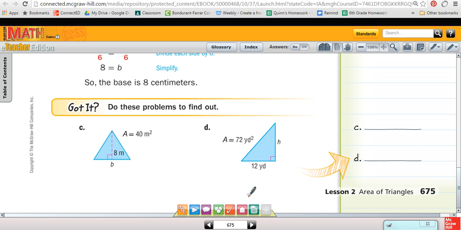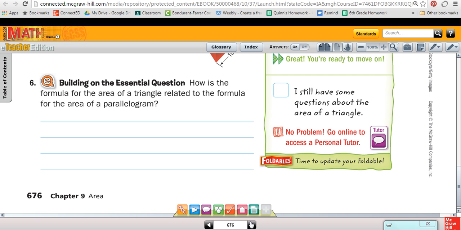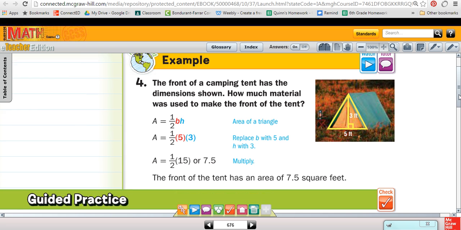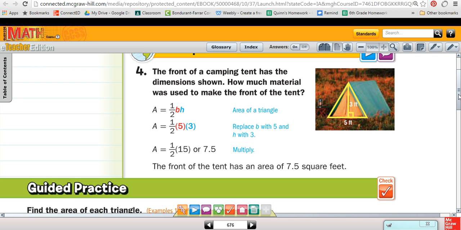If you're feeling comfortable and confident, let's move on to the story problem. If you need to go back and watch these 3 examples again to fix up your thinking, please do so, so that you're feeling comfortable and confident as we proceed. Take a look at question number 4. The front of a camping tent has the dimensions shown. How much material was used to make the front of the tent?